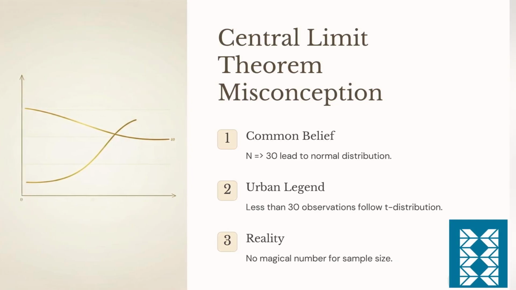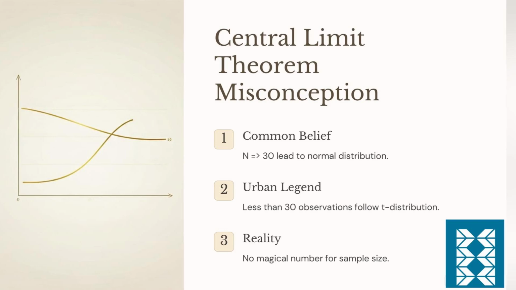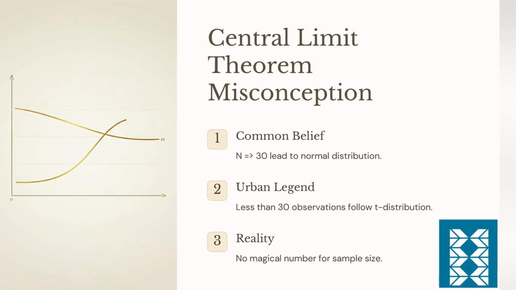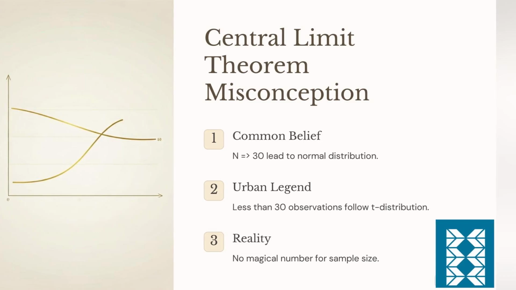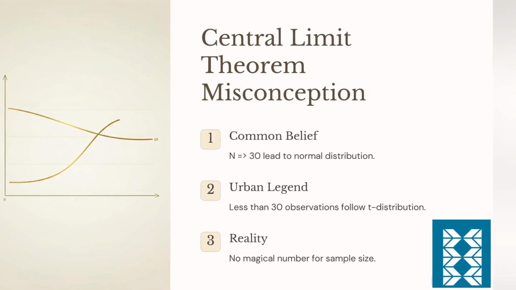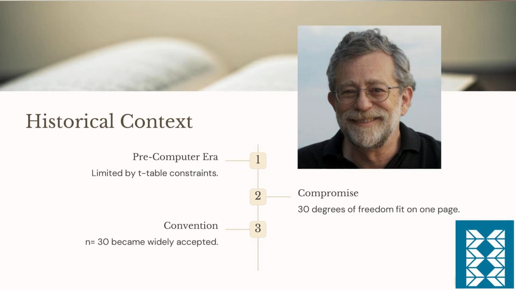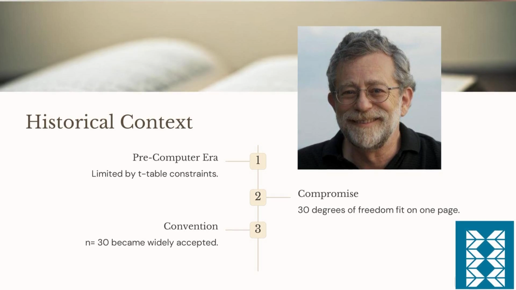Some researchers argued that if the sample size is less than 30 and the population is not normal, the sampling distribution will be a t-distribution, otherwise a normal distribution. This is nothing more than an urban legend. Paul Velleman, the inventor of Data Desk, traced this misconception back to the pre-computer age.